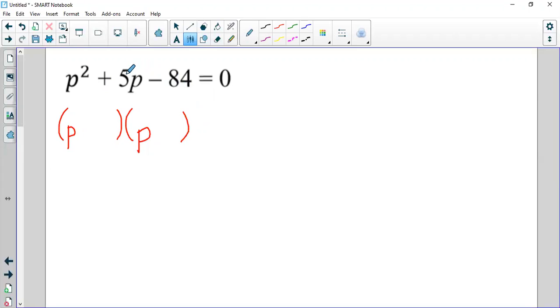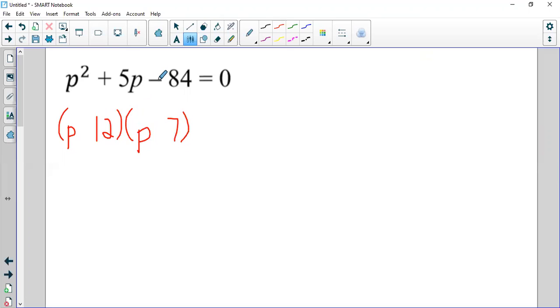Some of you don't know the factors of 84, which is why I chose this one, but the factors will be 12 and 7. So 12 goes into the first parenthesis and 7 into the second. Remember, they're interchangeable. You don't have to put 12 first. You could put 7 first if you'd like.